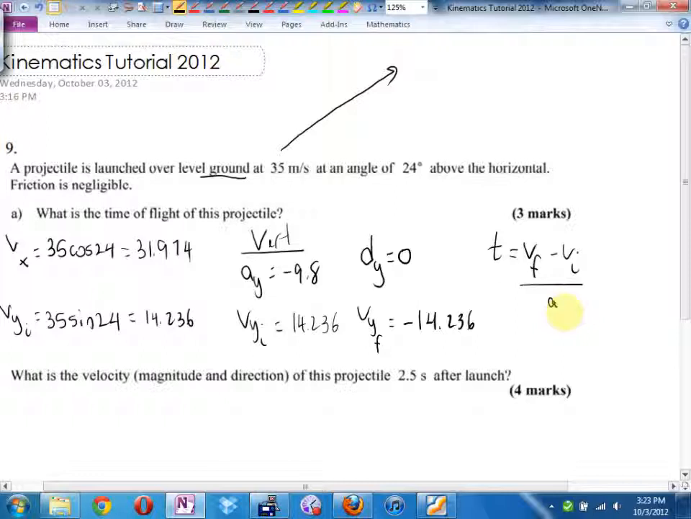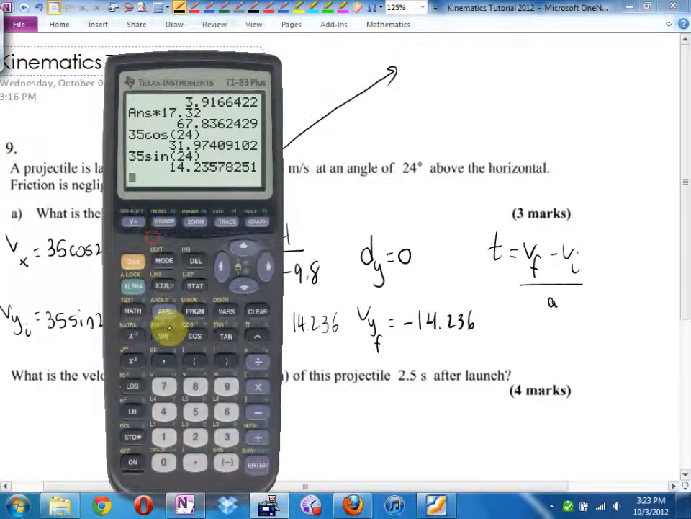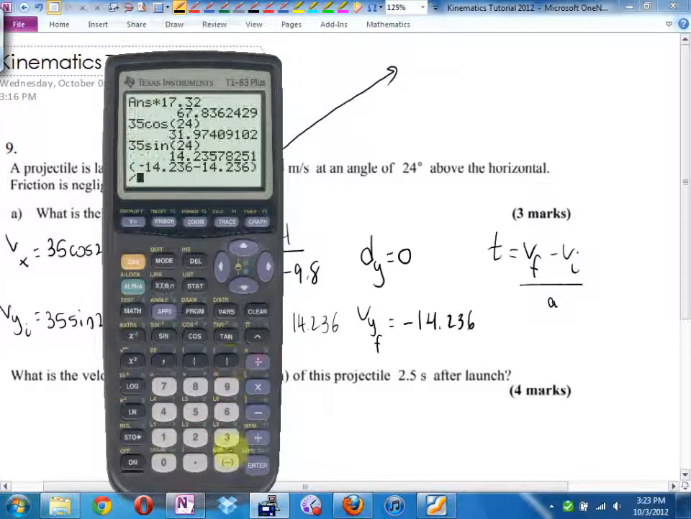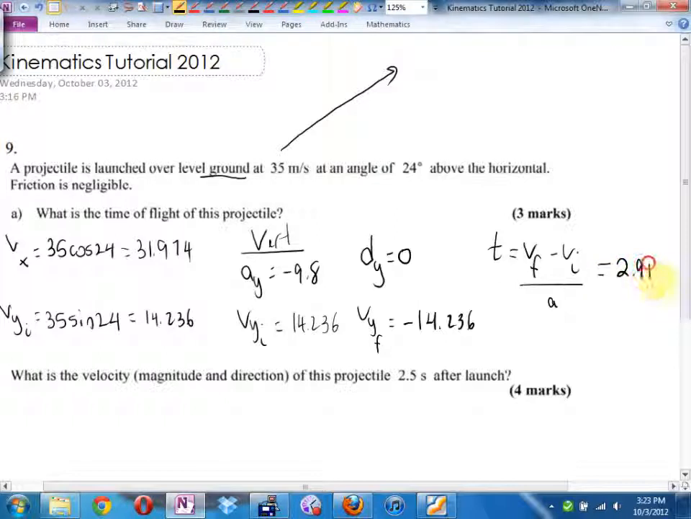Now, there's a third way you could have done this. You could have said V final is 0 at the top, find time to top, and double it. I like this method because it gets me there in one fell swoop, and it's not that big a stretch for me to say, well, I know V final is negative V initial if I'm starting and ending on the same height. When you crunch the numbers, negative 14.236 minus 14.236, close bracket, divided by negative 9.8. You get a time of 2.905. 2.91 seconds. I'll go to 3 sig figs.